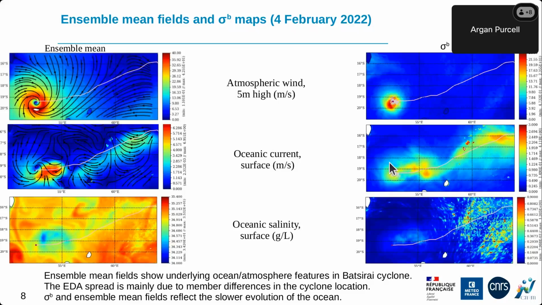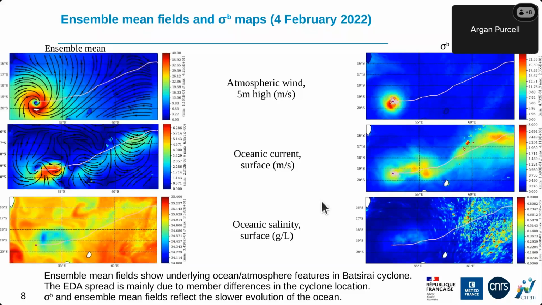When we look now at the errors for this surface current, we can see that we also have a longer memory of the ocean in the background errors, and that we have maxima that are associated with gradients and convergence and divergence areas.